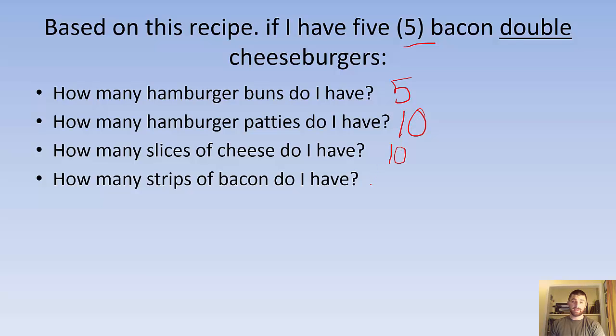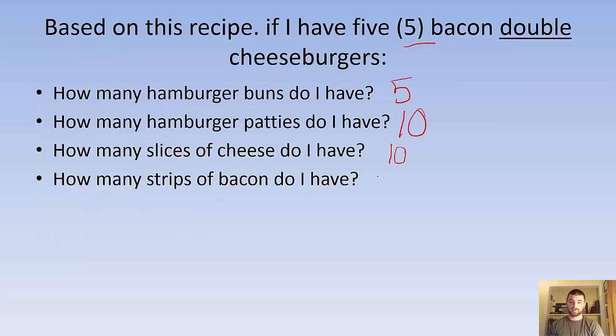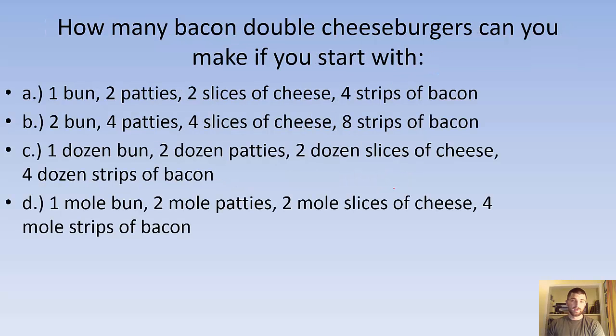Now, how many strips of bacon do I have? Well, like I said, you load it up with bacon, four slices for each burger. There's five burgers, so I got 20 slices of bacon. Right? And what we have just done is some stoichiometry, believe it or not. That's all we've done.